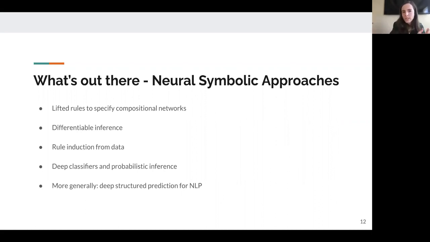So a rule will translate directly to a neural architecture, and that would still be trained like any neural architecture would be trained. That's one type of work. There's other work that looks at differentiable inference. So when I say inference, this probabilistic inference, it's, let's say, trying to score what's the most likely world in all the possible worlds.